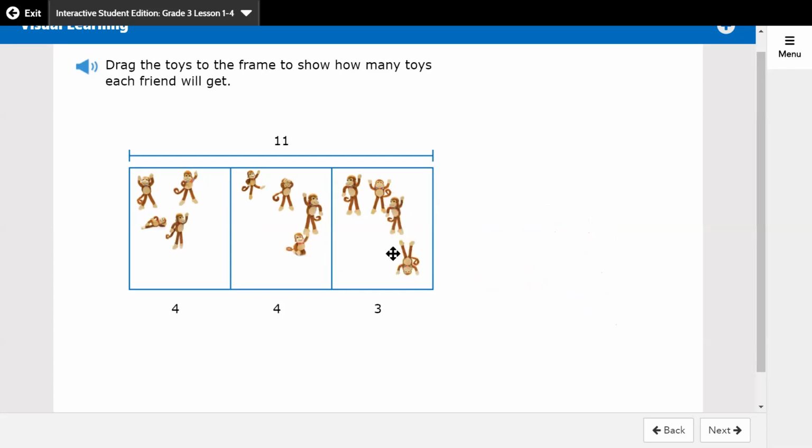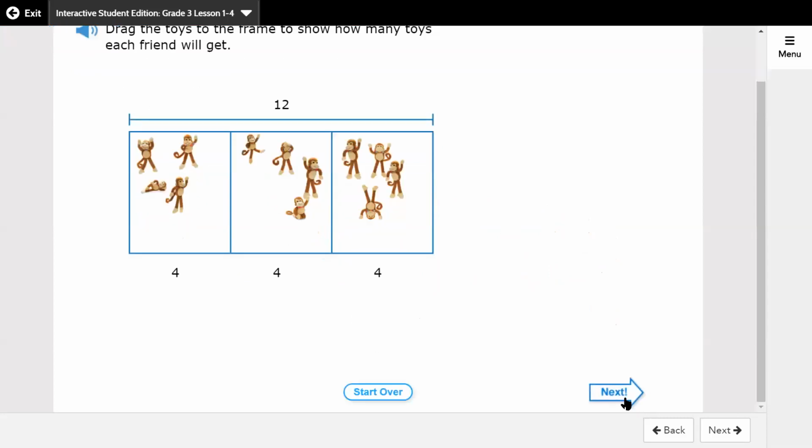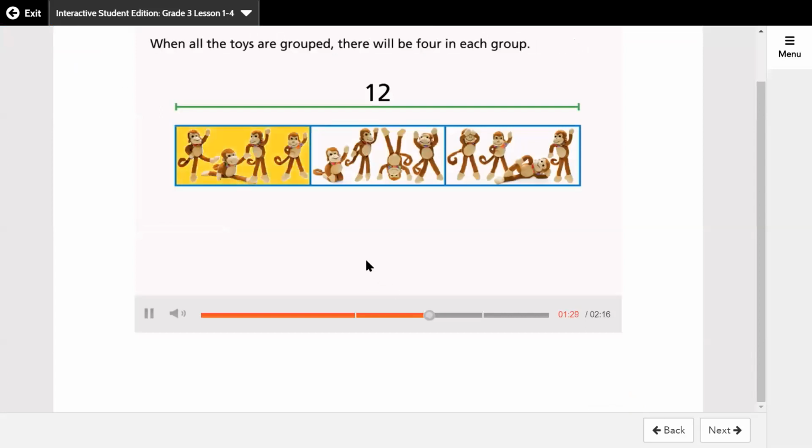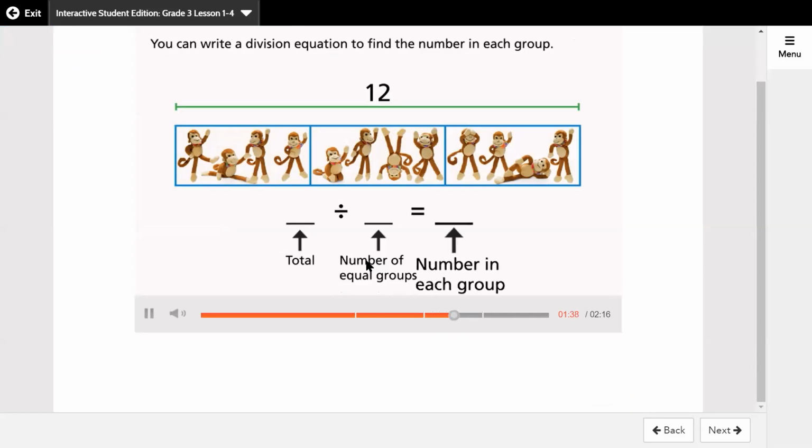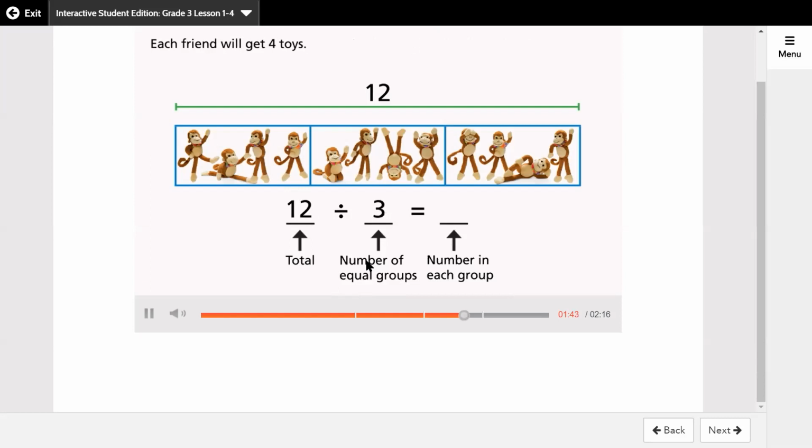Okay, so I've now divided them all equally. How many are in each one of our groups? That's right, there's 4 of them, because 4 plus 4 plus 4, or 4 times 3, equals 12. When all the toys are grouped, there will be 4 in each group. You can write a division equation to find the number in each group. Each friend will get 4 toys.